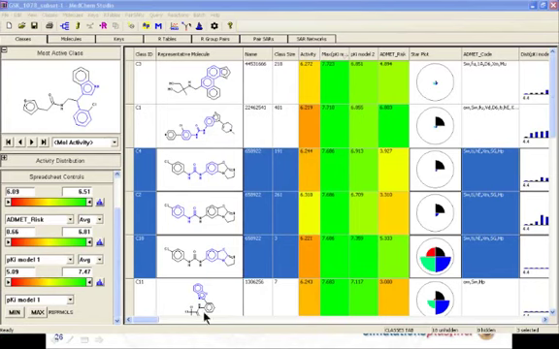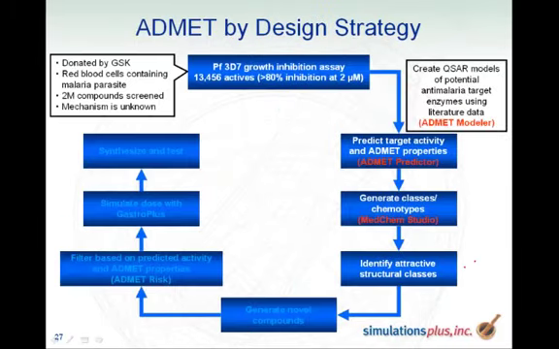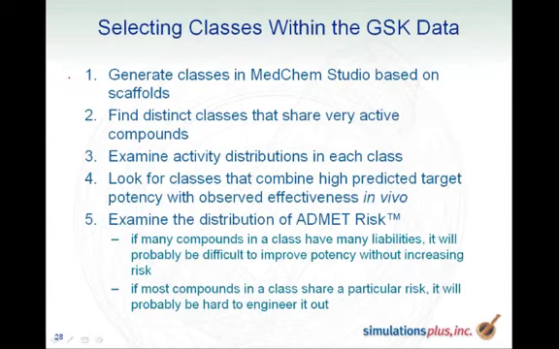Okay, so now let's go back to the slides here. Now we've generated classes. The next step in the process is to identify attractive structural classes after we've classified them together. Our process is first to generate classes in Medchem Studio based on the scaffold, which was just illustrated. Then find distinct classes that share very active compounds. This is what I illustrated by sorting on the pKi, where the representative was the most active compound.